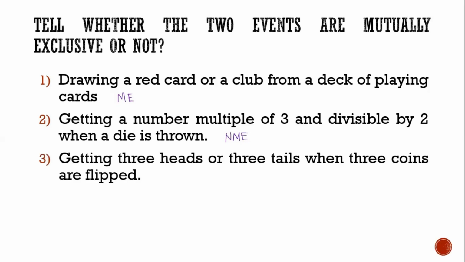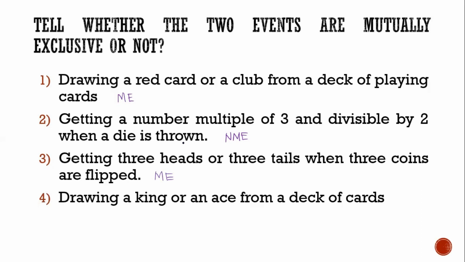Another example, getting 3 heads or 3 tails when 3 coins are flipped. Can we have heads and tails at the same time? We cannot, so we have mutually exclusive events. Next, drawing a king or an ace from a deck of cards. Can we have an ace of king? No, we cannot. It cannot happen at the same time. Therefore, this is mutually exclusive.